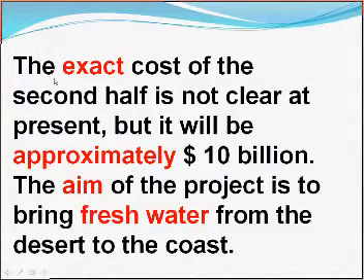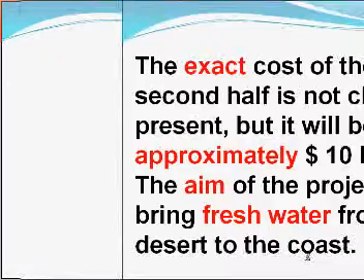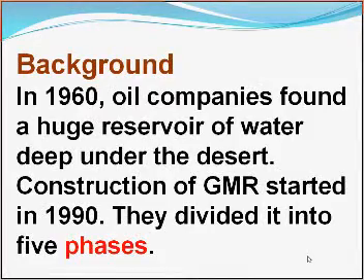Next, the exact cost of the second half is not clear at present, but it will be approximately $10 billion, of course. The aim of the project is to bring fresh water from the desert to the coast. So here you talk about the aim of the project, which is very important. Why do we have this project? Okay, so we had the introduction, then we'll move to the background.